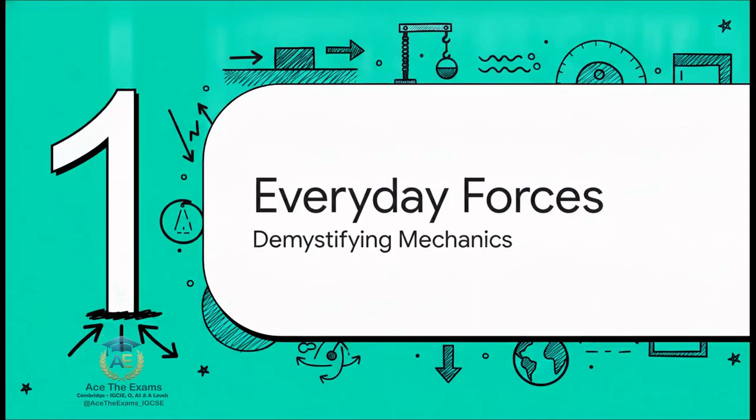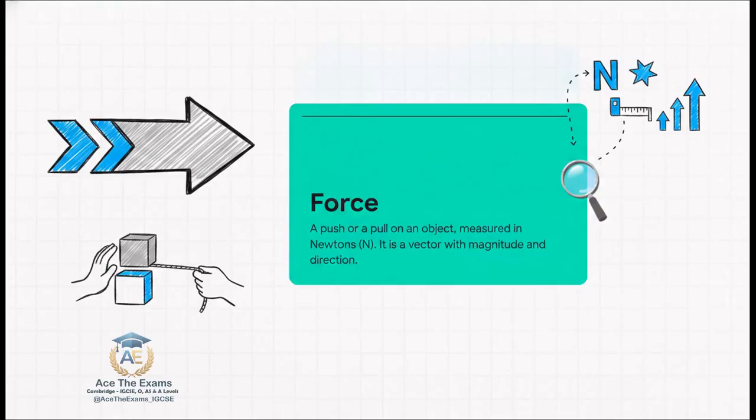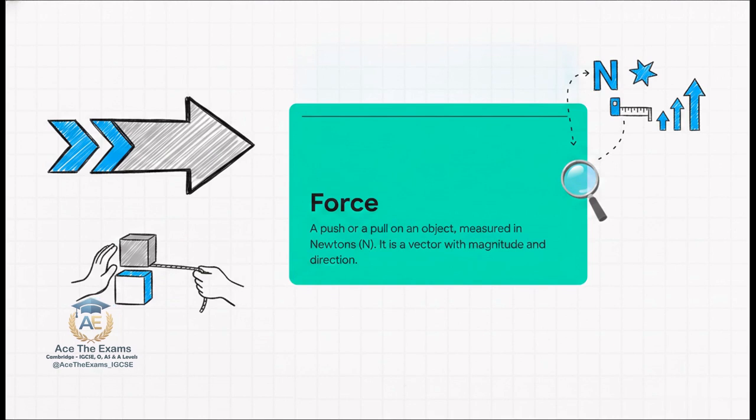Section 1, demystifying everyday forces. At its absolute simplest, a force is just a push or a pull exerted by one object onto another. You push a door, you pull a chair. But in physics, we have to be way more precise than that. A force isn't just an amount of effort. It has a very specific direction.